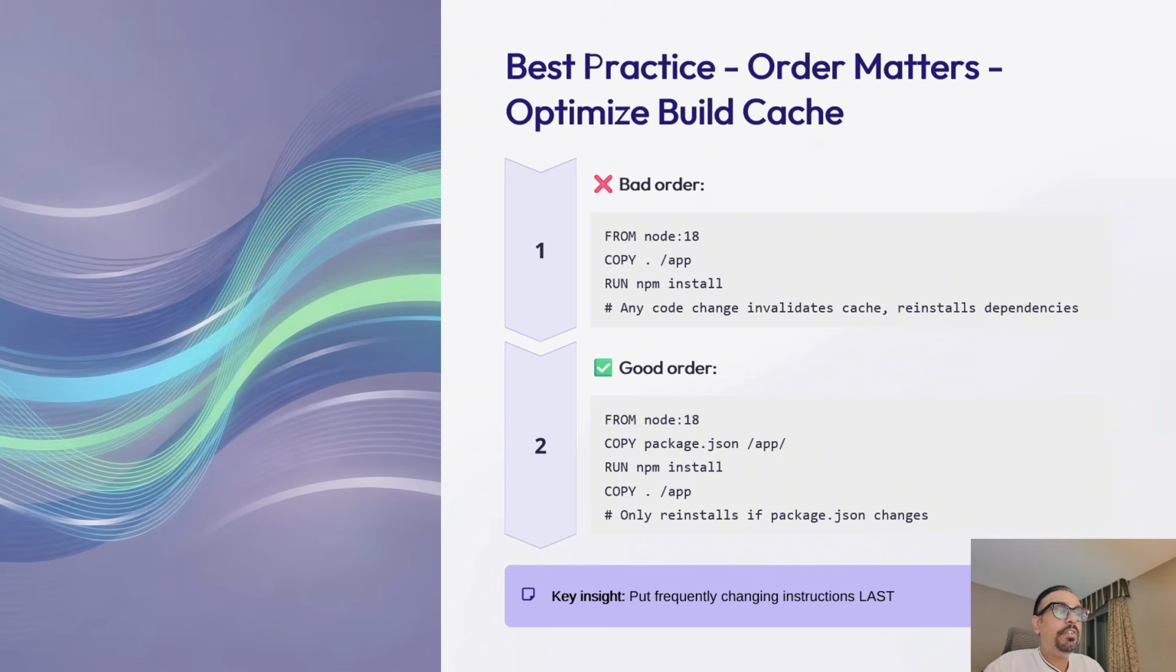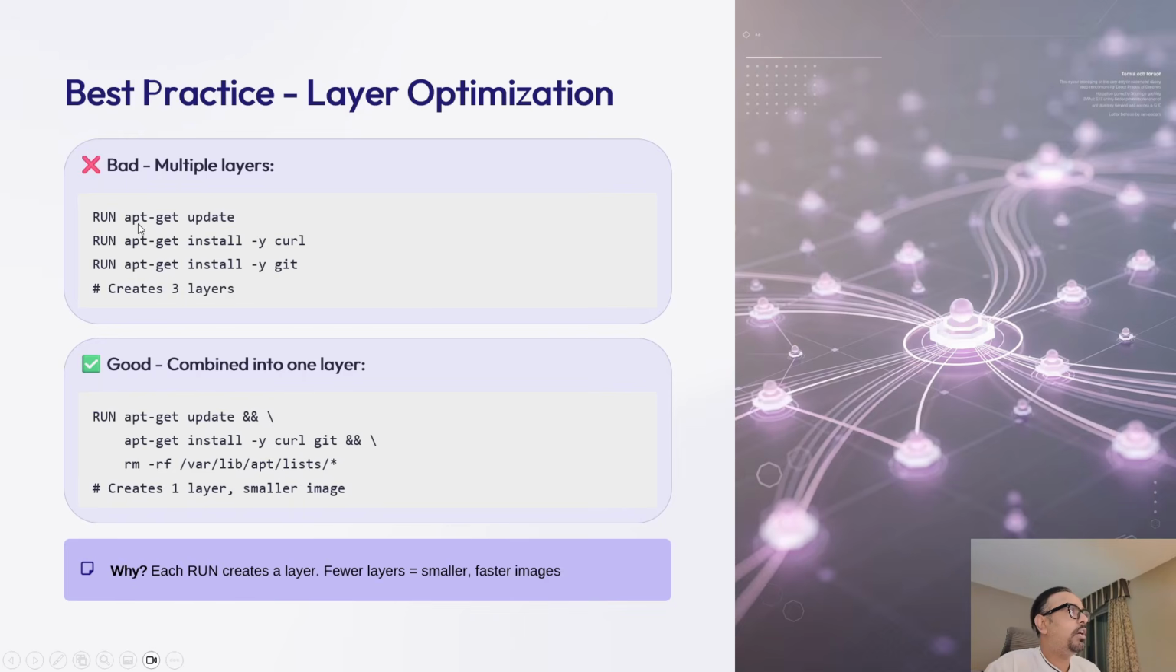Now, the order of instructions in your Dockerfile dramatically affects build speed. And this is because of Docker layer caching. Here is how it works. This is also very important. Docker caches each layer. As I said in the previous example, when I say apt update, take the bad example. When I do this, it is going to cache one layer. Then I will go to this second command.